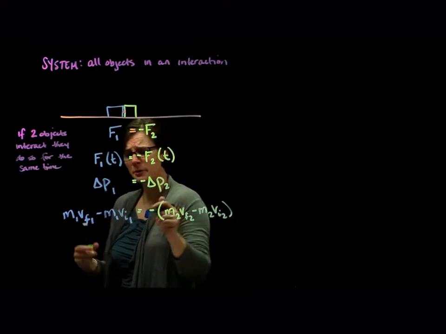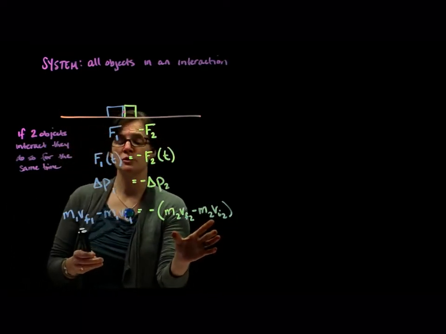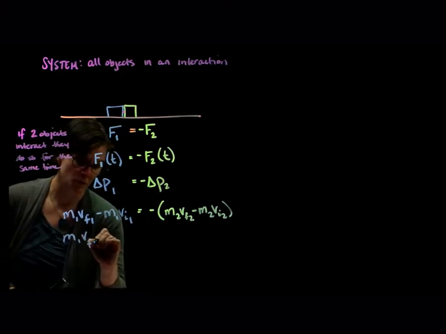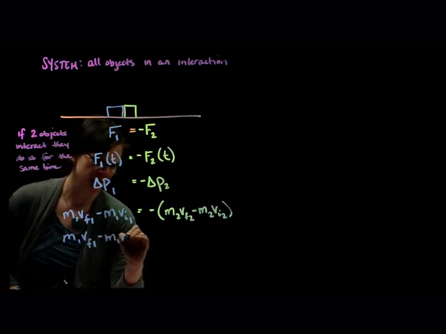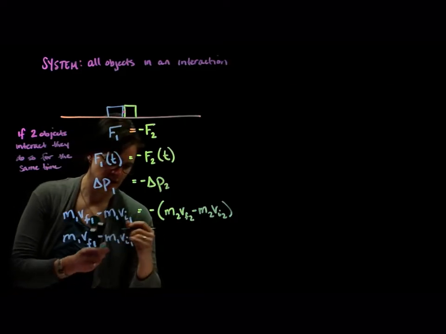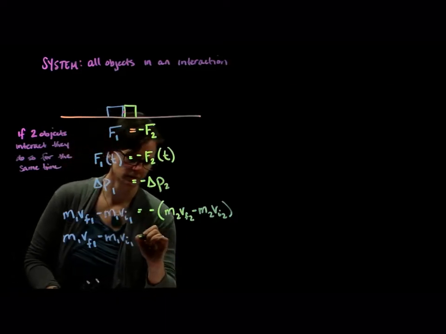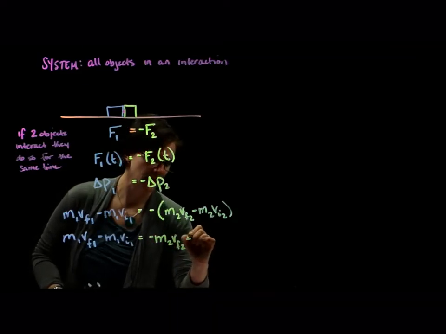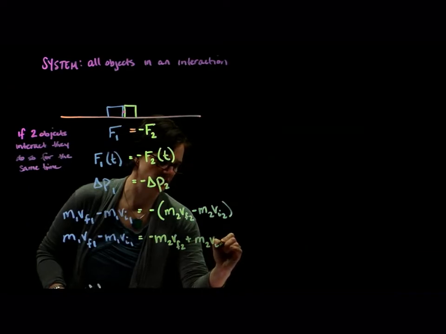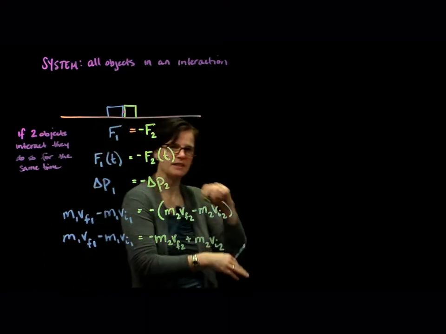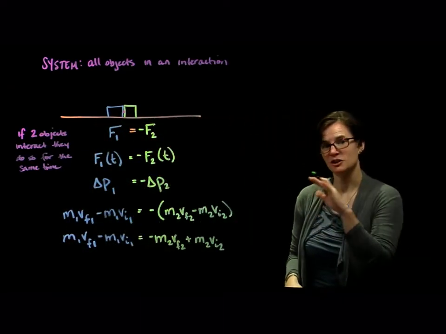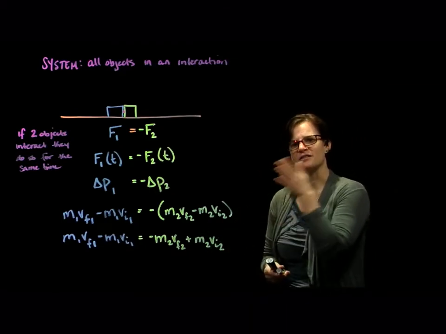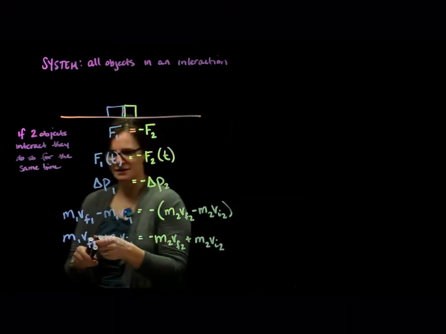Before I do that, I'm going to do a little bit more algebra, and I'm going to distribute this negative sign. So we have M1 V final 1 minus M1 V initial 1 is equal to minus M2 V final 2 plus M2 V initial 2. Okay, so I just distributed that negative sign across the change in momentum. Now let's put all the finals on the left and all the initials on the right.